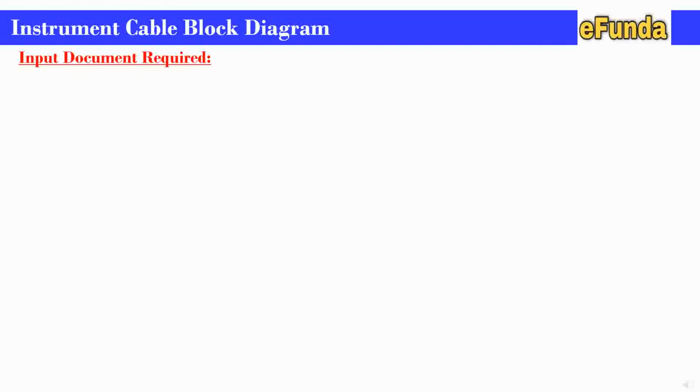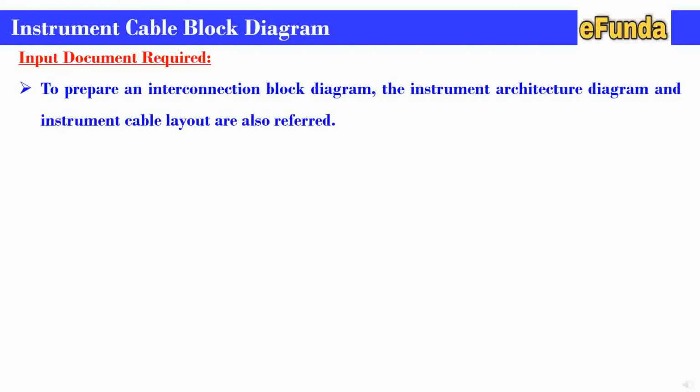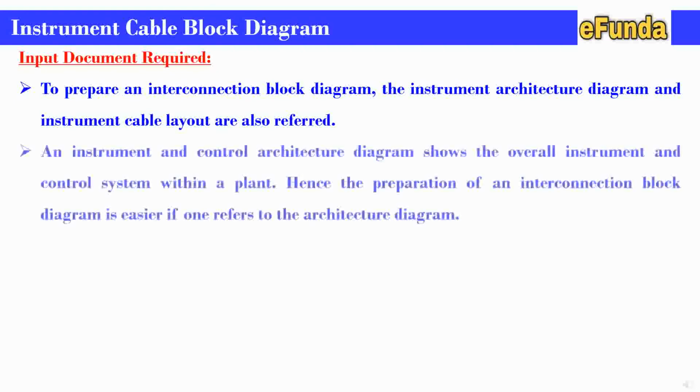To prepare an interconnection block diagram, the instrument architecture diagram and instrument cable layout are also referred to. An instrument and control architecture diagram shows the overall instrument and control system within the plant. Hence, the preparation of an instrumentation interconnection block diagram is easier if one refers to the architecture diagram.